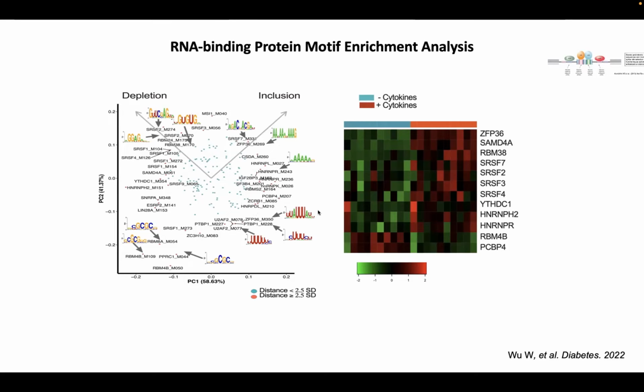responsible for differential splicing. So we cross-checked their differential expression in the expression profile and found 12 RBPs that also show statistically significant change in the expression profile. And interestingly, most of them show increased expression after cytokine treatment, including the important splicing factor SRSF2.